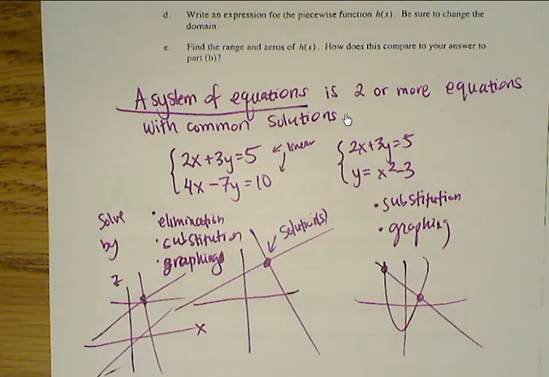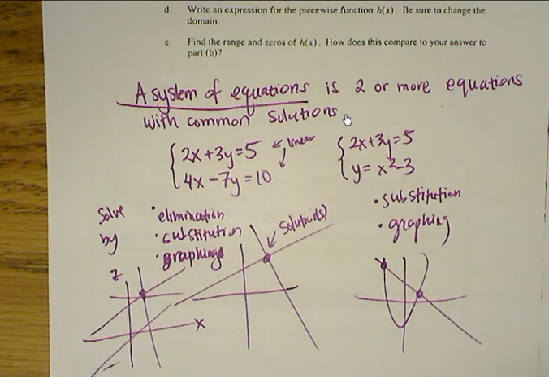If you have one equation, you don't have any solutions, you just have a line or a graph. But once you have 2 graphs, then those graphs can start intersecting, and those intersections are called solutions. Does this make sense? Okay.